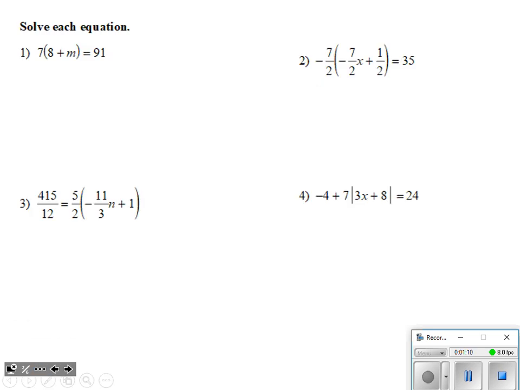So here we have solving equations. You can see there's quite a few things happening here on the page. A couple problems that have fractions to deal with. There's an absolute value problem as well.